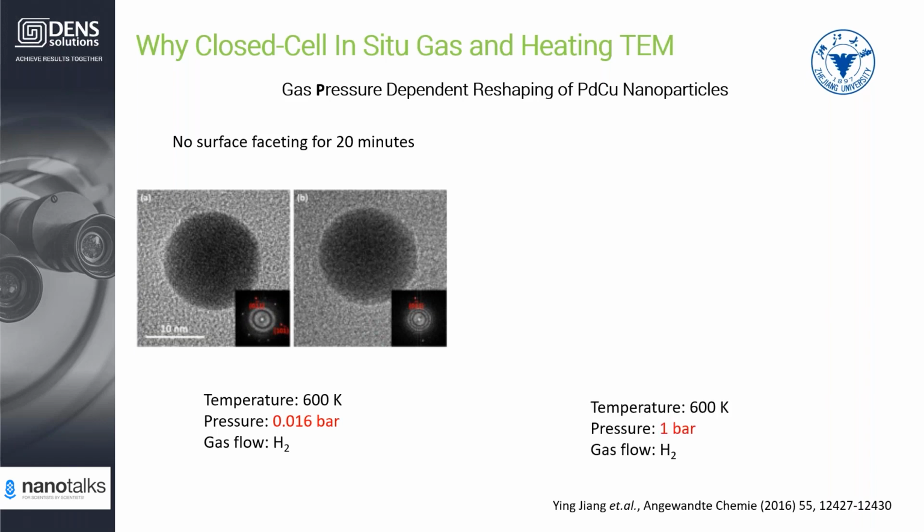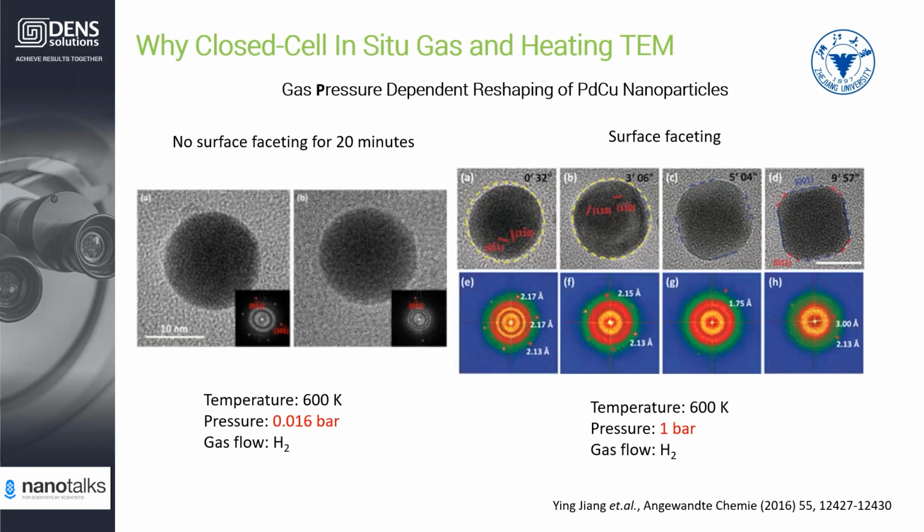But if we bring it to 1 bar of hydrogen at 600 K, you can see the particle changes gradually from a round shape to a slightly irregular, angular, and faceted shape from around 3 minutes. So the surface energy differs under different gas pressures, and the real reaction also differs under different pressures. That's why we need the closed cell gas and heating TEM to bring the studies to a higher pressure range and also closer to real reaction environments.